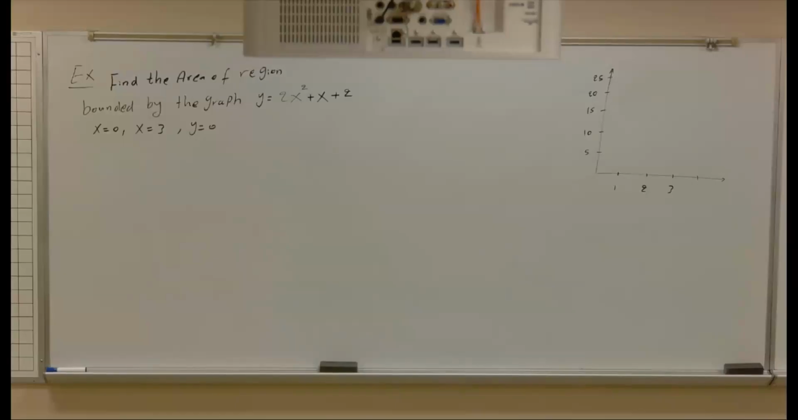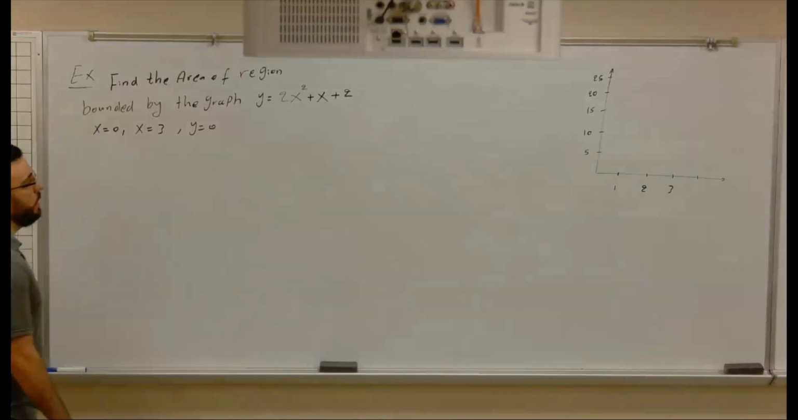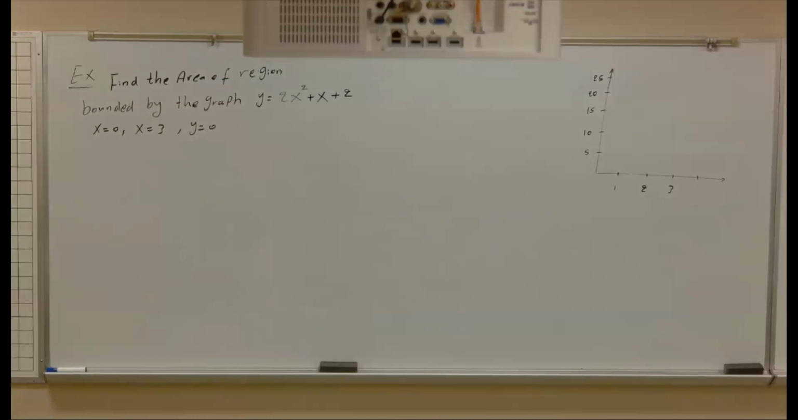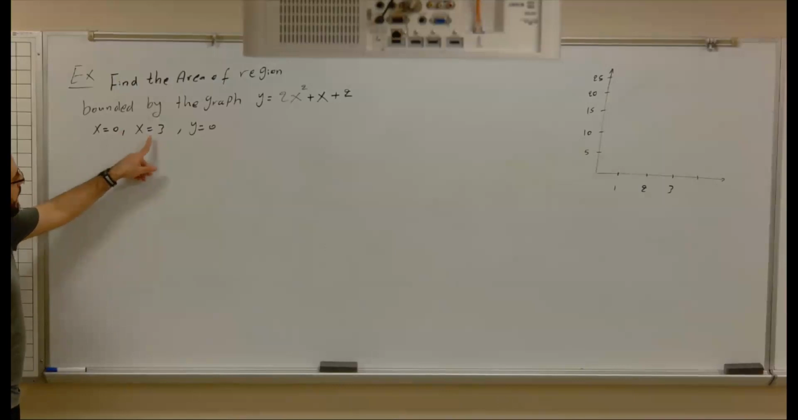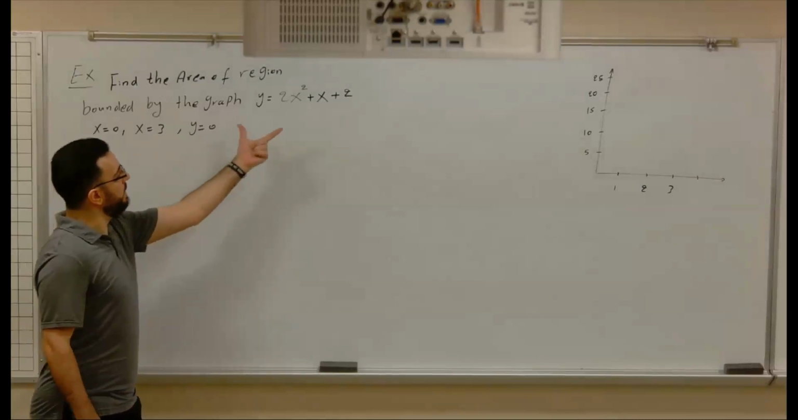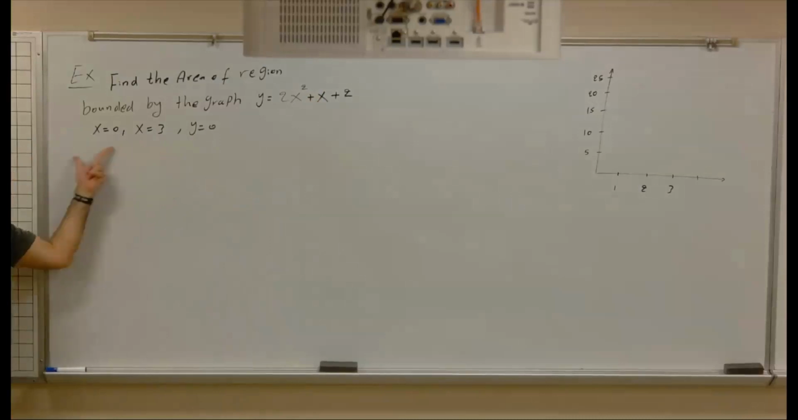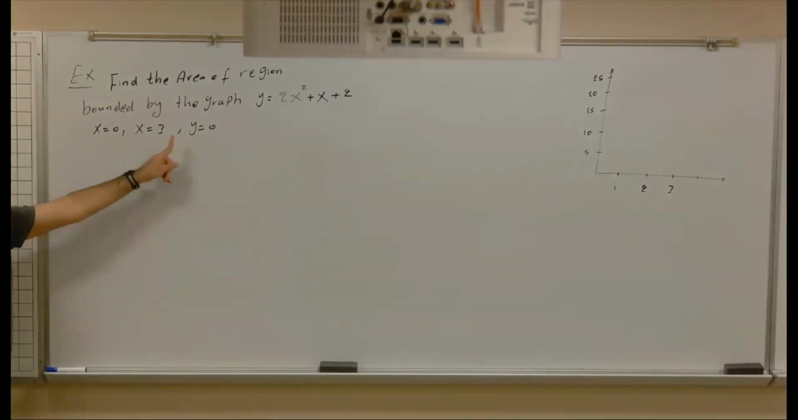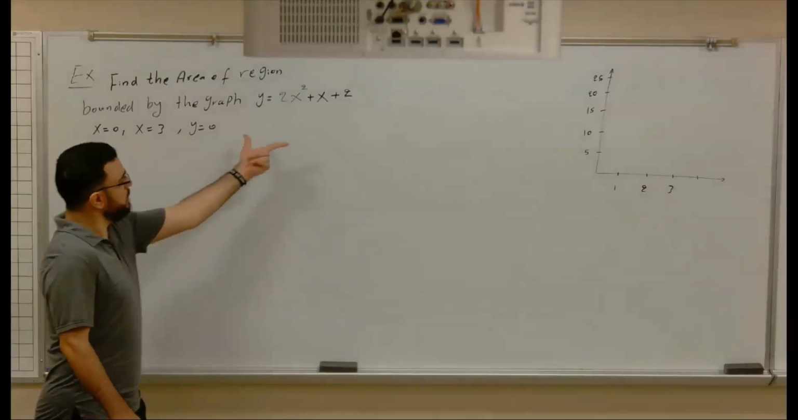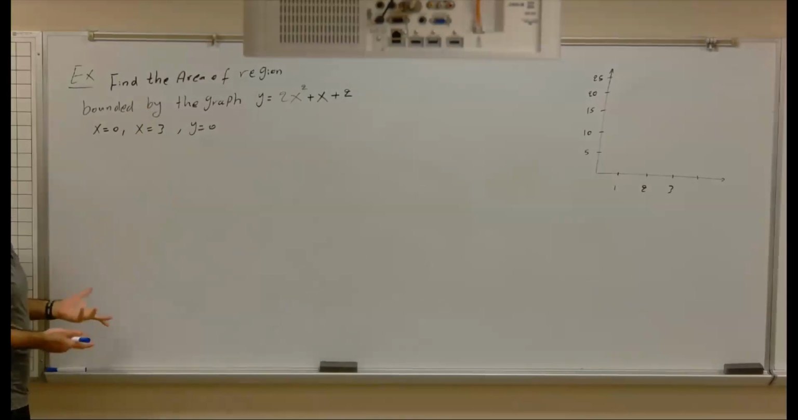So now they ask you, find the area of the region bounded by the graph of y equals 2x squared plus x plus 2 and x equals 0, x equals 3, and y equals 0. So they're telling you it's bounded by this graph, which is a curve, and by these boundaries. So the first thing, I need to graph the curve. That's my goal, because I need to graph which area I'm going to find.